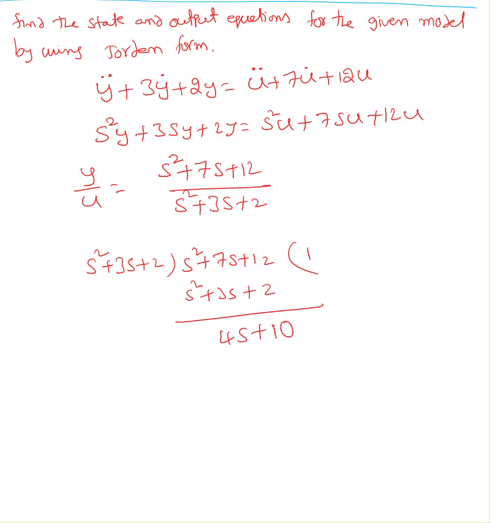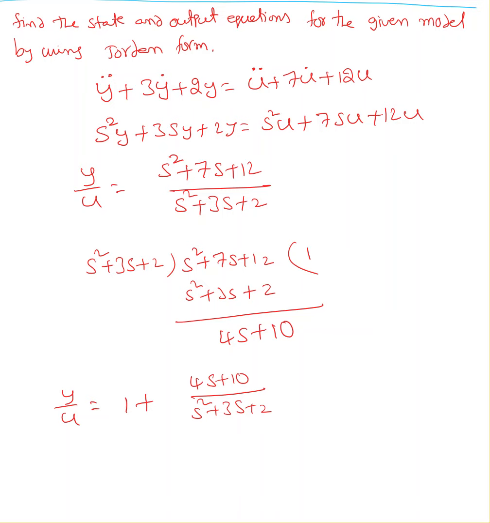Okay, so y by u, I can write as 1 plus 4s plus 10 over s square plus 3s plus 2. Now it has fewer zeros compared to poles, so now I can do the partial fraction. That's one important point we learned from this example.